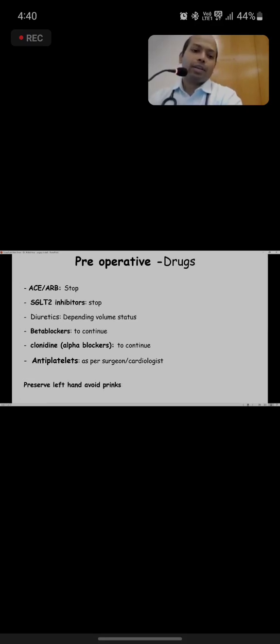It is very important for CKD patients, or CKD not on dialysis patients, to preserve the left hand and avoid pricks, especially the cephalic vein, which has not to be cannulated, because in the future, these veins are used to prepare the AV fistula, which is the lifeline of these patients. Hence, it is very important to preserve the left hand or the non-dominant hand.